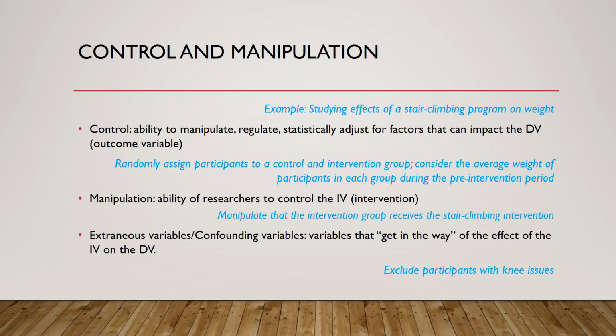Now, keep in mind, sometimes we can control for those extraneous variables, like I mentioned here, by excluding those knee problem people. But there are always extraneous variables out there that we can't control for. And sometimes we don't even know that they exist or that they happened.